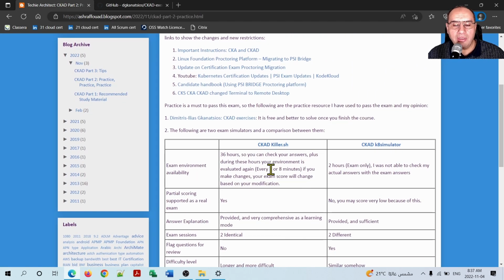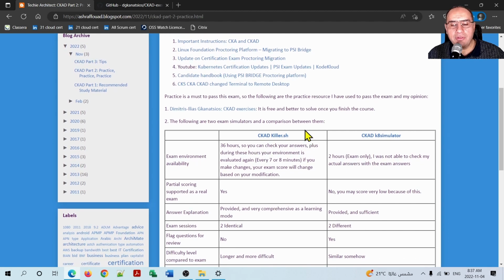Regarding the simulators, I have tried two main ones. The first is the CKAD killer.sh, where, when you subscribe to the exams, they give you 2 free identical sessions, and the other is the Kubernetes emulator. Here is a comparison between these two websites related to the exam environment availability, and this was actually nearly a killer point from my side.